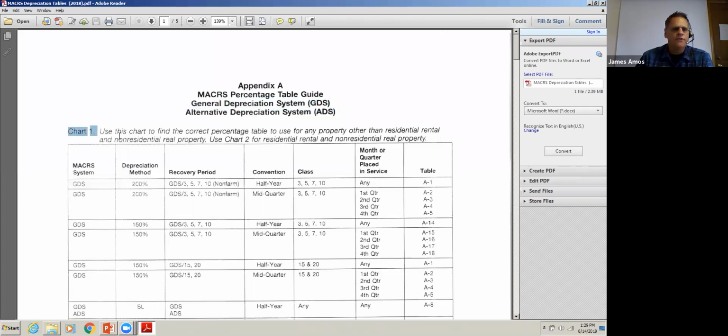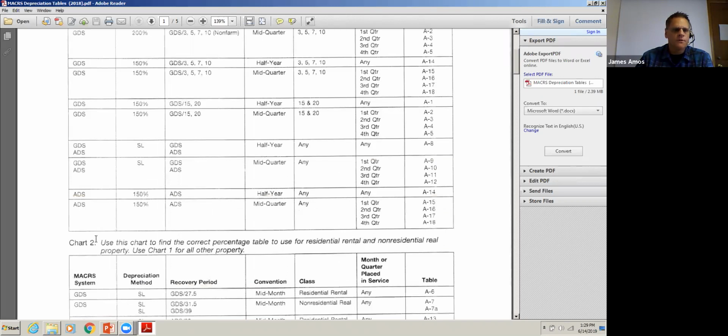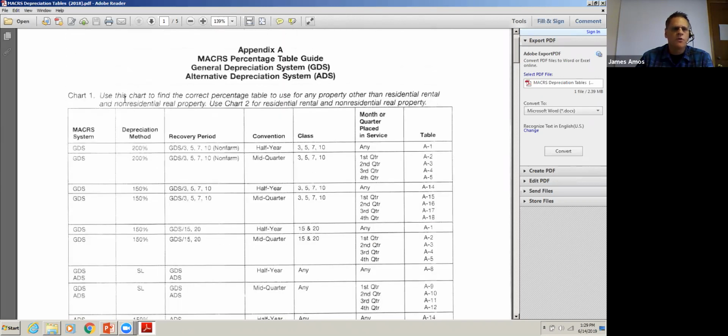But how do you know if you use chart 1 or chart 2? Well, you use chart 1 for any property other than residential rental and non-residential real property. In other words, you use chart 1 for anything that's not real estate. That's the way to keep this straight. Chart 1 is for anything not real estate.